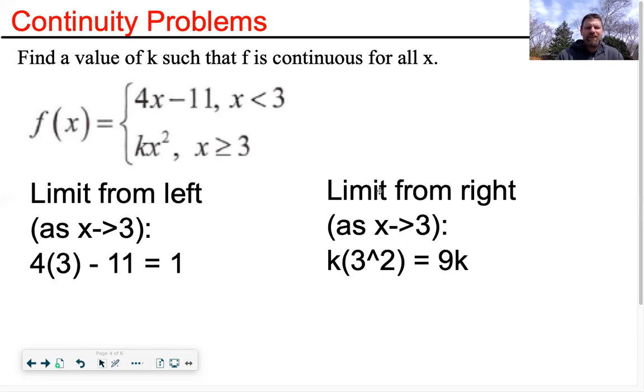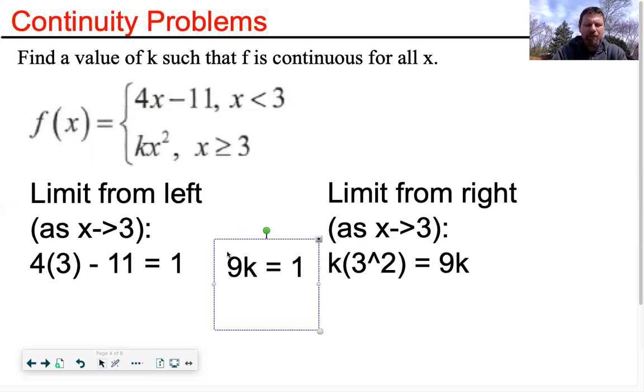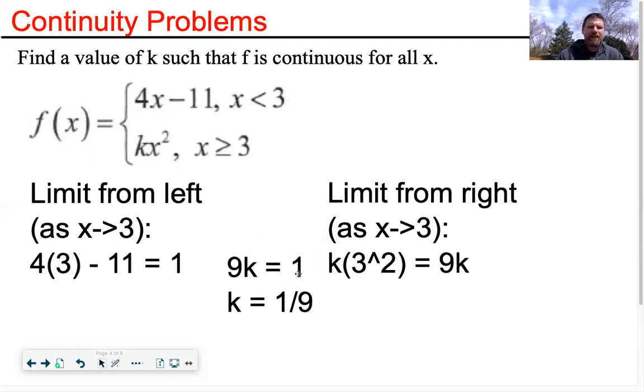And then I look at these and say, all right, from the left-hand side, I'm approaching 1. From the right-hand side, I'm approaching 9k. I want this thing to be continuous. So that means the value of k I have to pick is whatever it takes so that those values are the same, so that the limit from the left and the limit from the right are equal. In other words, I want 9k to be equal to 1. Well, the only way for that to happen is if k is equal to 1/9. That is a value I would need k to be if I wanted this f of x to be continuous.